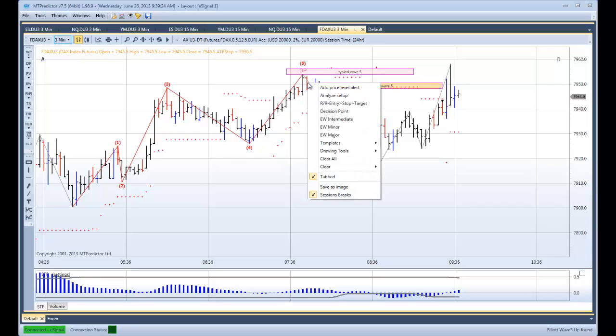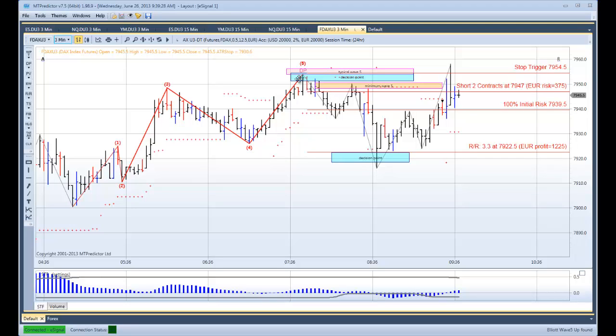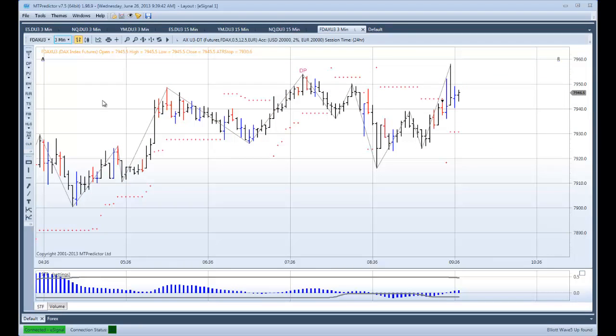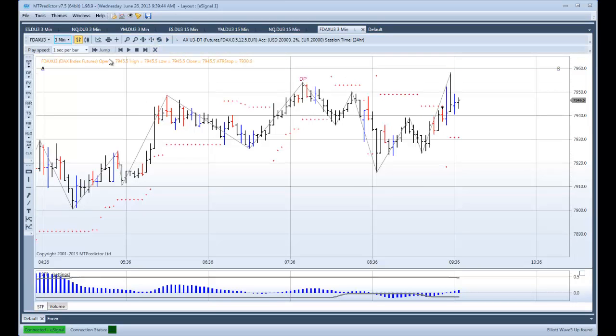So now if we right mouse click over the red sell bar here, we do analyze setup. You can see that this is the trade that it would have suggested. It would have suggested going short 2 contracts. That's our position sizing coming in to keep our risks more under control, and would have projected this target out here in advance.